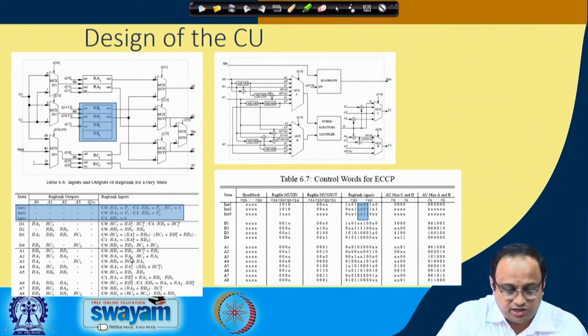So let us take some examples, for example the initialization block. If you take the initialization block, you will see, and in particular I am concentrating on the second register file.